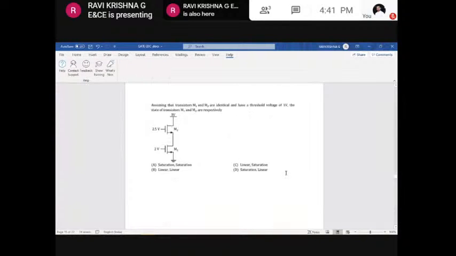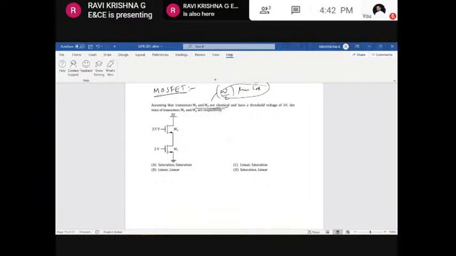Okay, I will wind up the session by solving this problem. Look at this, some circuit is given, and again this is based on the MOSFETs. Here, we need to assume that the transistors M1 and M2 are identical. What it means is the W by L ratio, all those things, are the same. Mu n C ox, W by L of these two transistors remain the same. There is no need to bother about these parameters now.